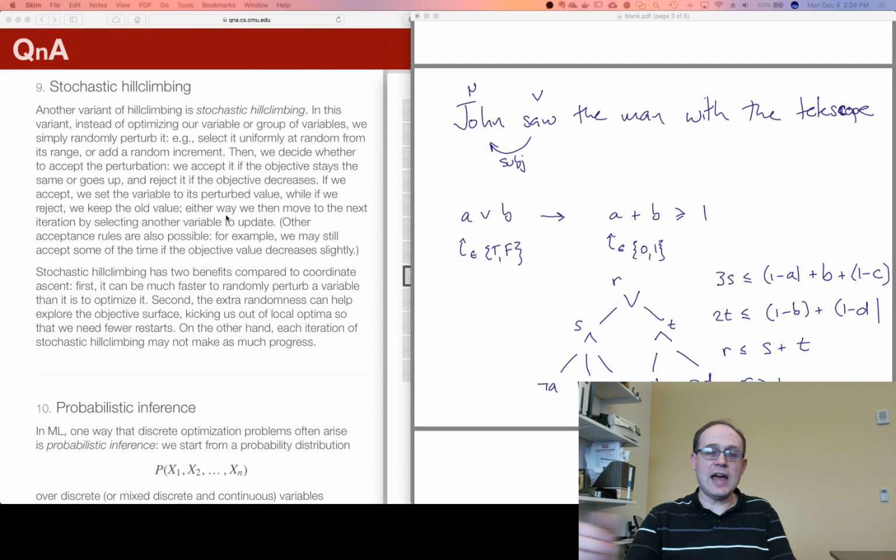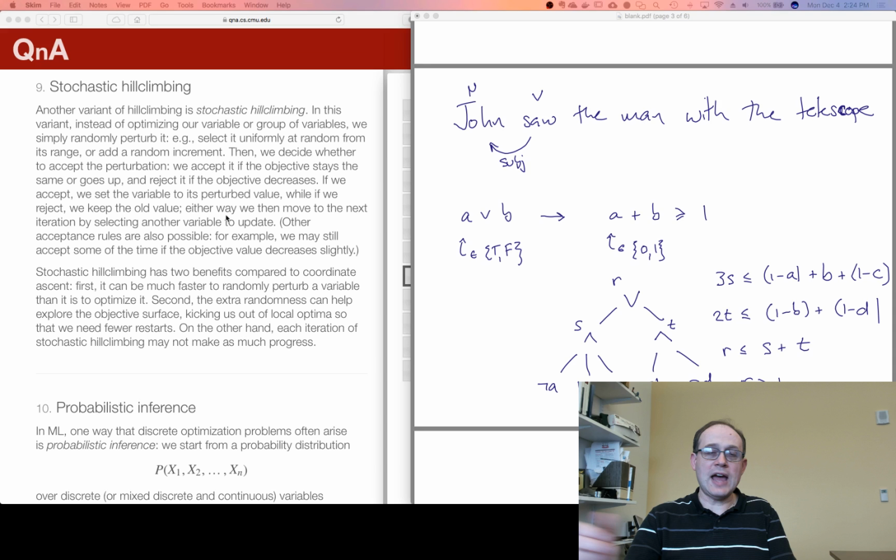All right, you can make a stochastic version of hill climbing, which is that instead of optimizing with respect to a given group of variables, you just simply randomly perturb it. And if things get better, you keep the perturbation. And if things don't get better, you throw away the perturbation and keep the original values of the variables. And then you pick another set of variables, perturb them, and keep on going.